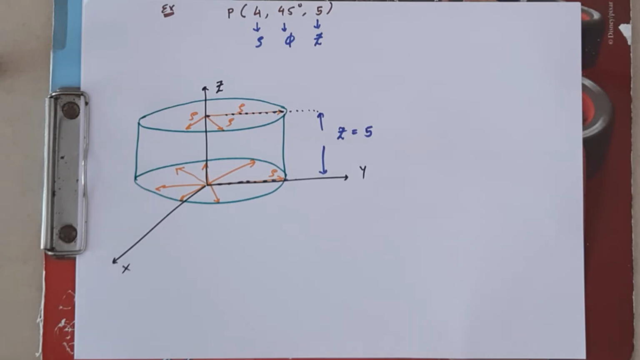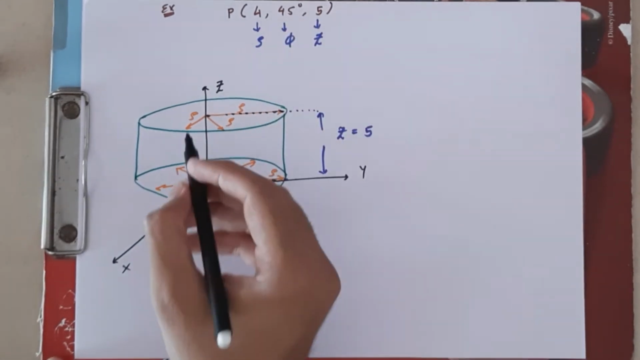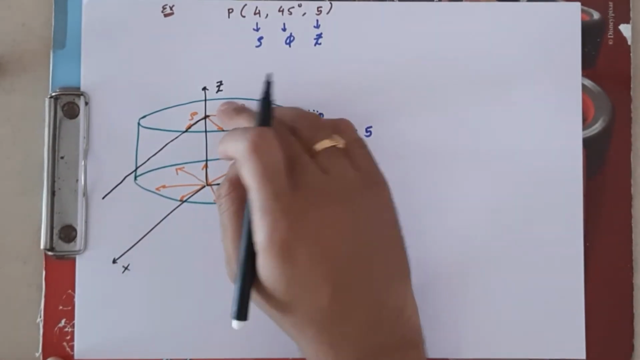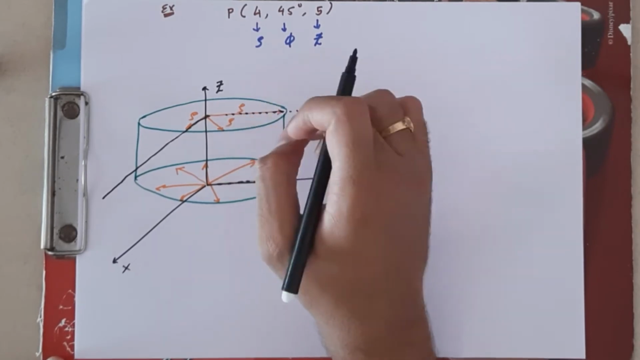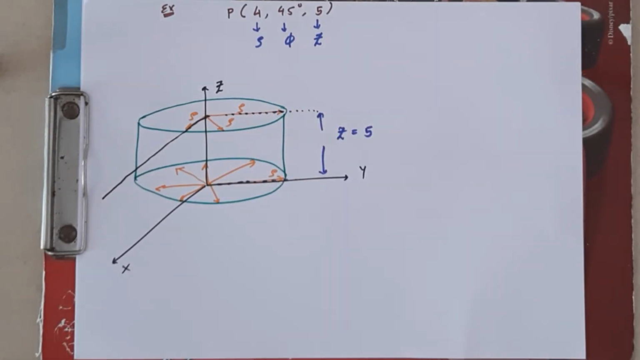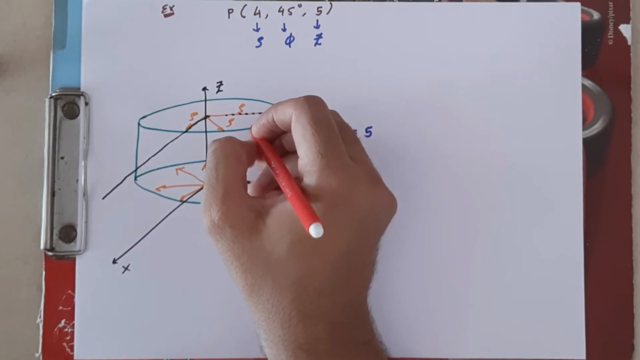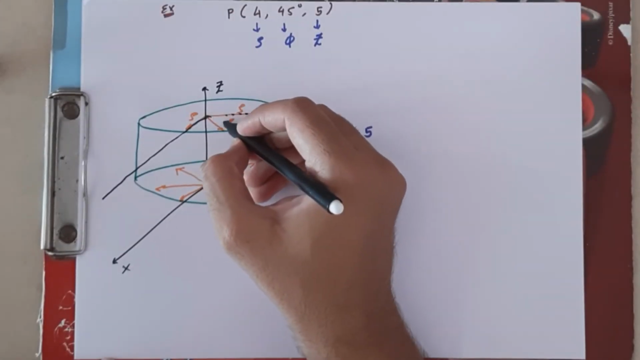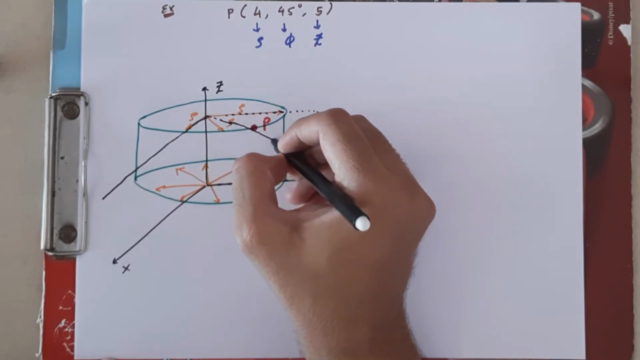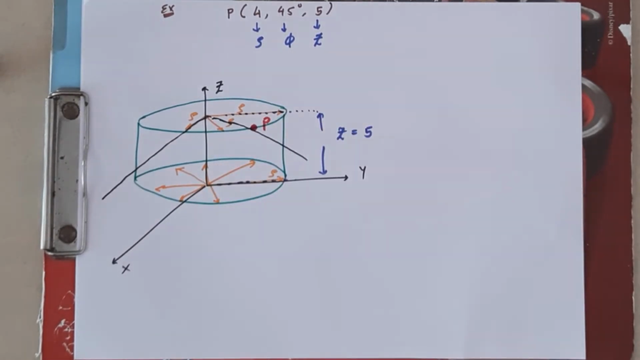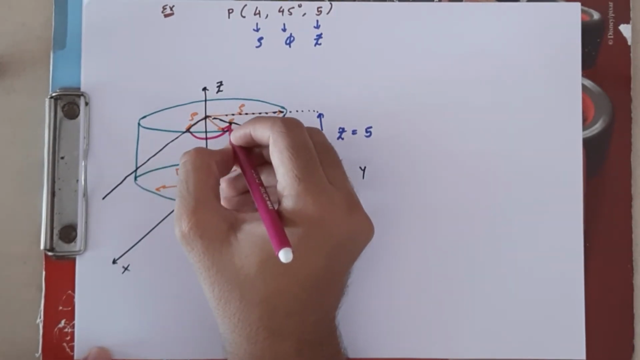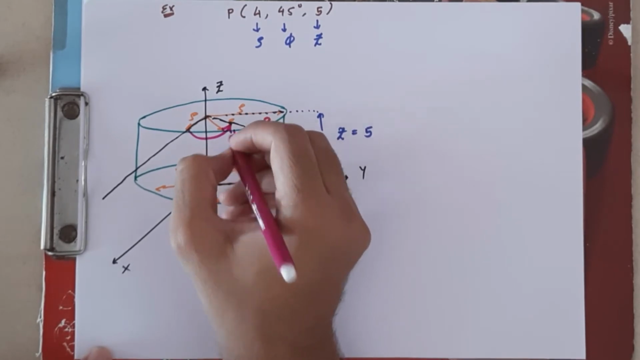As we know, phi is the angle between this x-axis and the line which is passing through the point. So the point is present somewhere here, this one is the location of my point. And which one is the phi? This one is phi. This angle is 45 degrees, this phi.